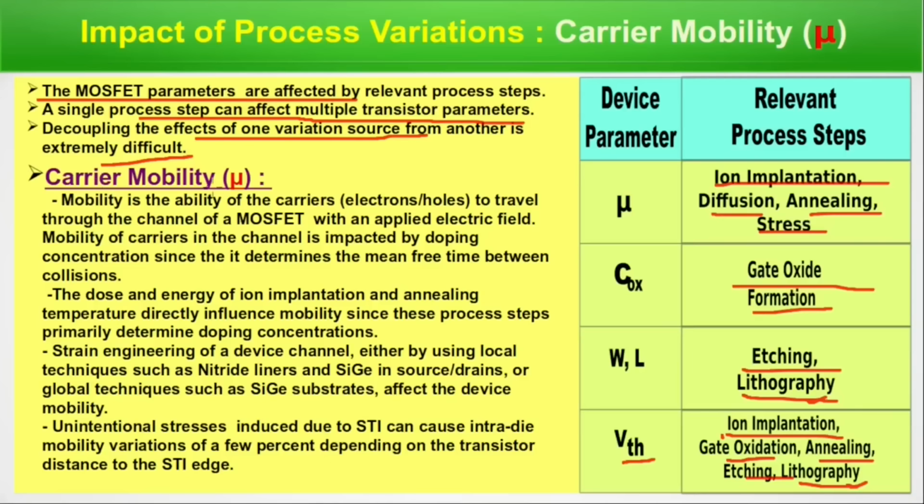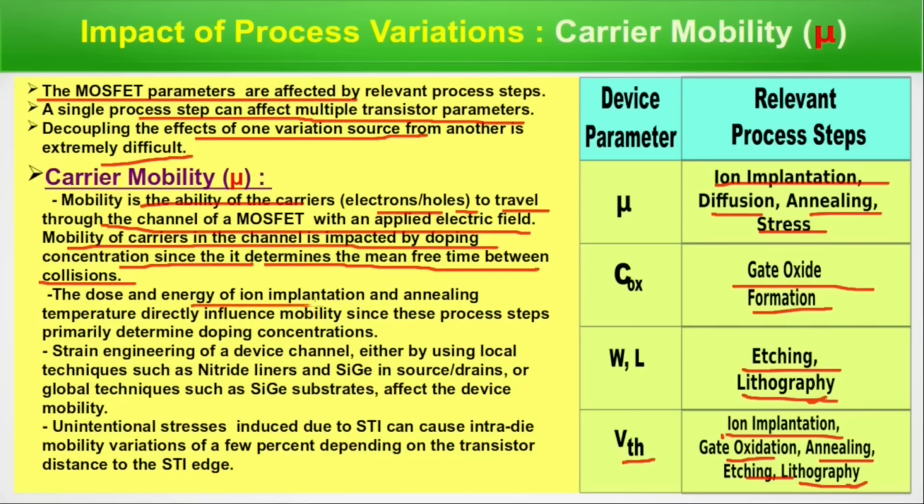Now let's see how carrier mobility is impacted by process variation. Mobility is the ability of carriers, that is both electrons and holes, to travel through the channel of a MOSFET with an applied electric field. Mobility of carriers in the channel is impacted by doping concentration since it determines the mean free time between collisions. If doping is higher, the number of dopants is higher, that is, the channel area is more crowded, and the mean free path decreases.